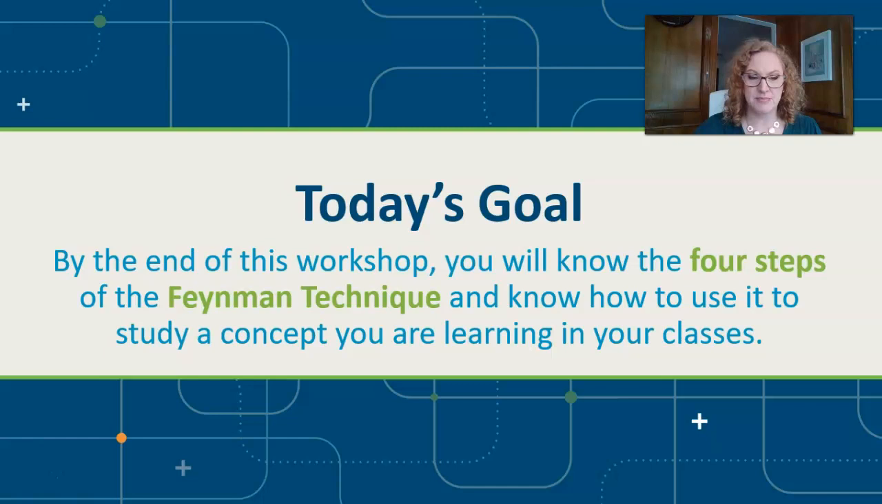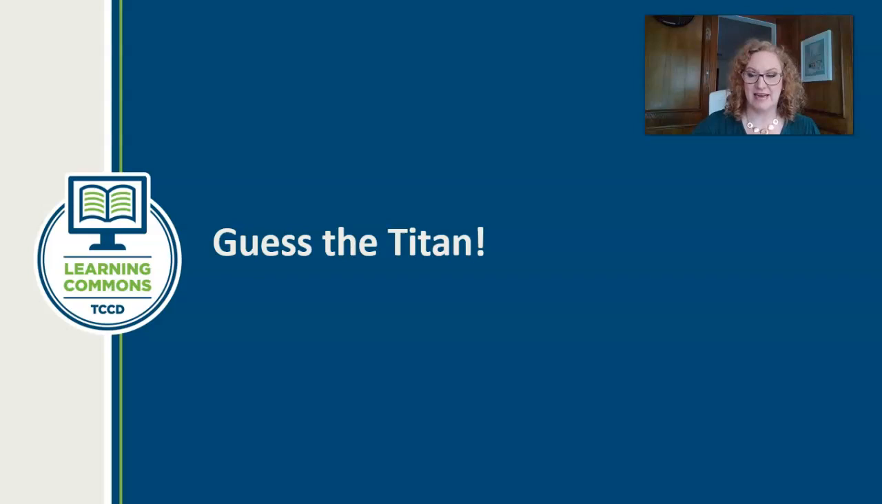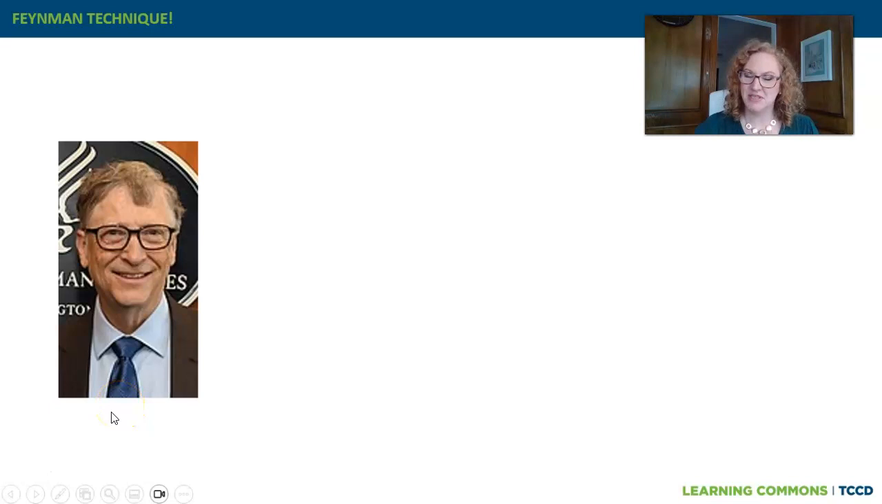First, let's play a game called Guess the Titan. I'm going to show you four famous people on the next slide, and I want you to shout out the name of each person if you know it. Let's go. All right, first up, name this titan of industry. Did you guess Bill Gates? He's the founder of Microsoft and the sixth richest man in the US.